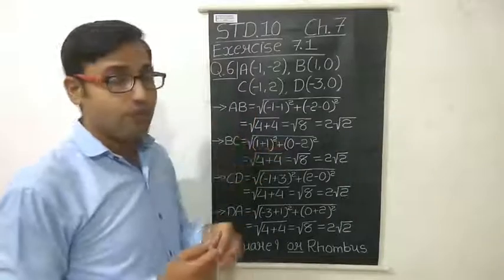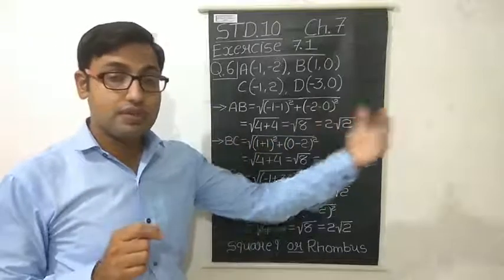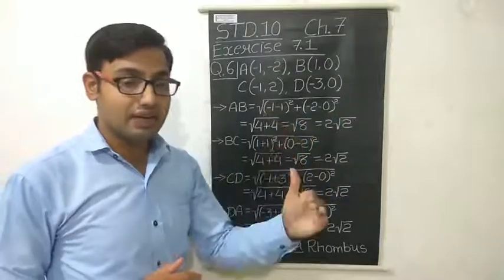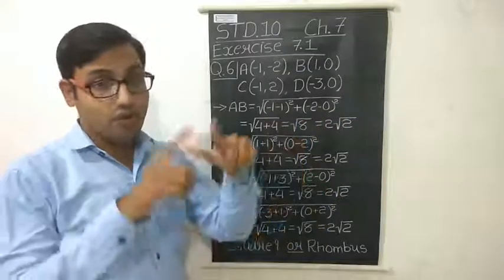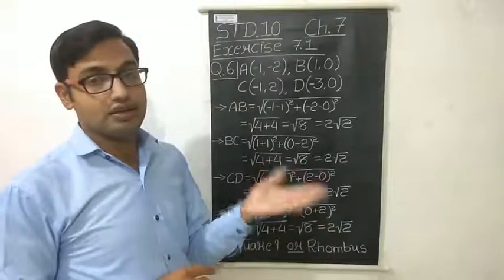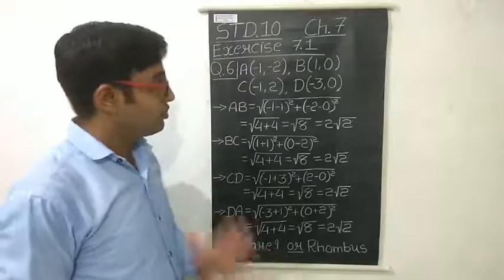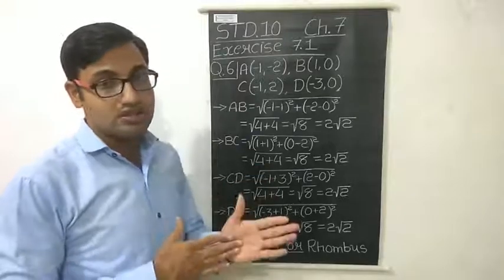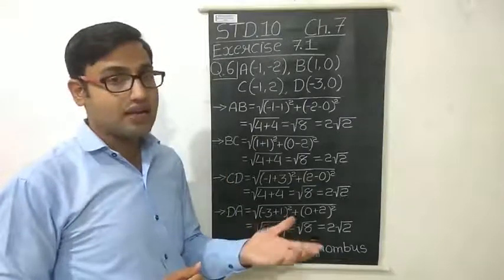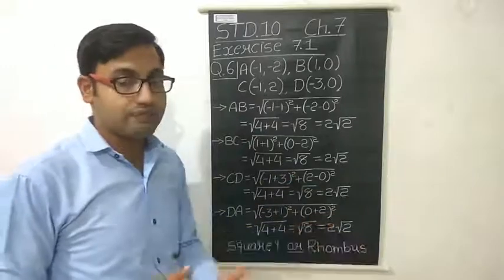If we are given 4 points, all the 4 points may be collinear, that means all the 4 points may be on the same line. Or they may form a quadrilateral or some other shape, right? So we have to check. How can we check? First of all, we have to find the distance between all the points, and from that we can conclude whether all the 4 points form a quadrilateral or not, right?